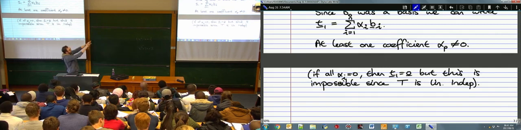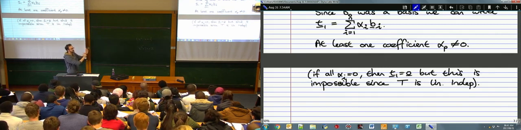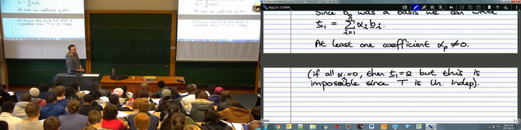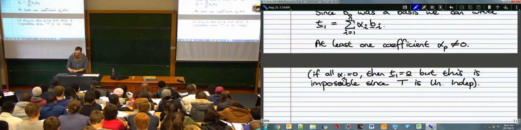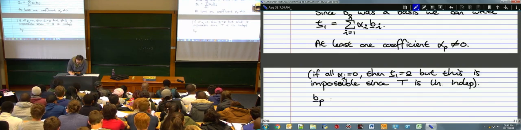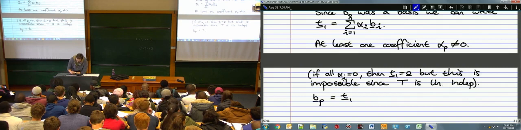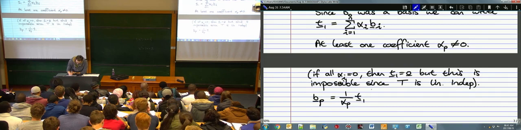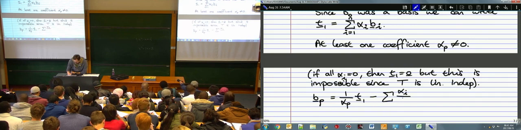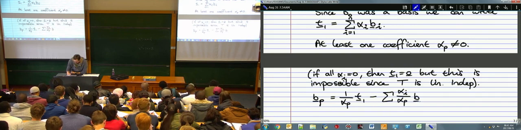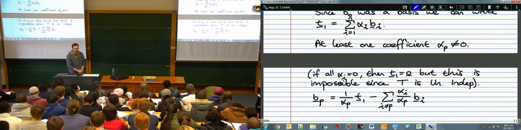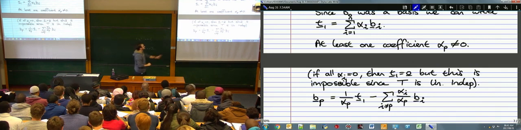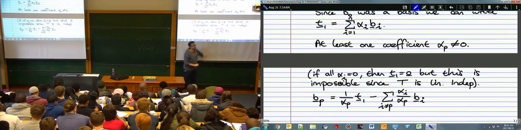And what that means is I'm just going to take that sum up there and rearrange it so that BP is the subject of the formula. So you can write BP is equal to 1 over alpha P times T1 minus, and then all these other terms in the sum have to be pushed across like this. And now the sum is over i not equal to P. So we rewrite BP in the following way.